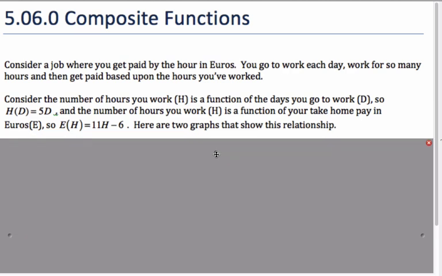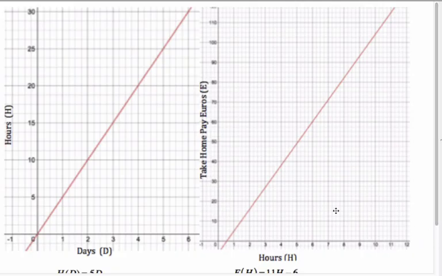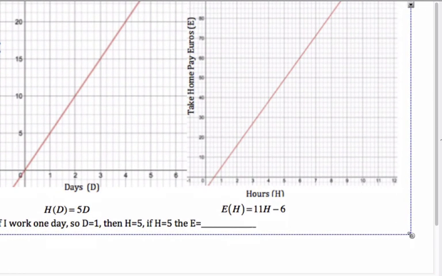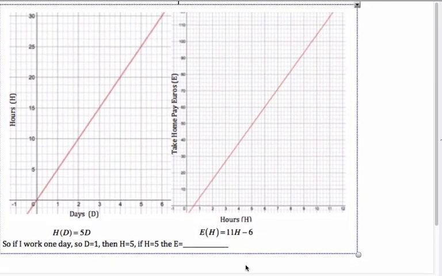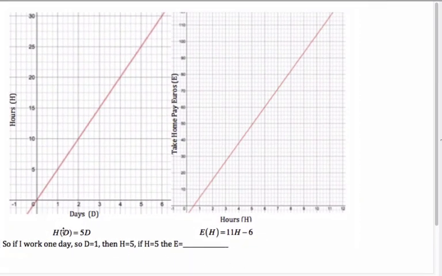So this is the scenario. I have two functions and 3 different variables. Let's consider the graphs here. When I look at my graphs, I can see this is my days and hours. And as you see, if I work 1 day, 5 hours, 2 days, 10 hours, and so on. And this is my hours. If I work 3 hours, I make about $27 roughly. And I'm going to have to estimate my euro take-home pay because my scale is not very good. And here are the equations.